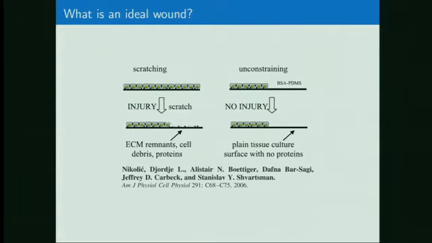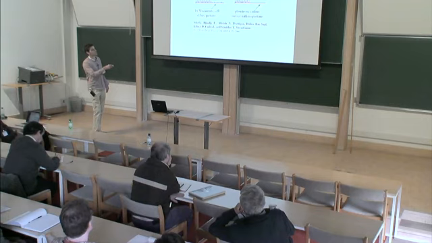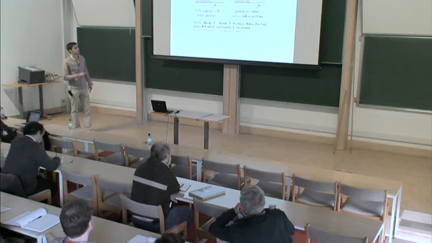The unconstraining works like this. We again grow a monolayer of tissue on a substrate. But now we have also on the same substrate a barrier made of some suitable material which can be removed without leaving anything behind and without damaging the cells here at this edge. So we have no injury signal in this situation.